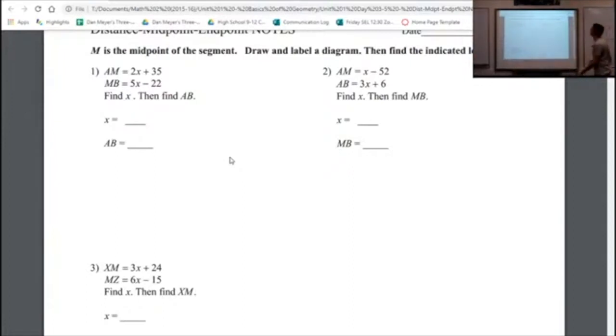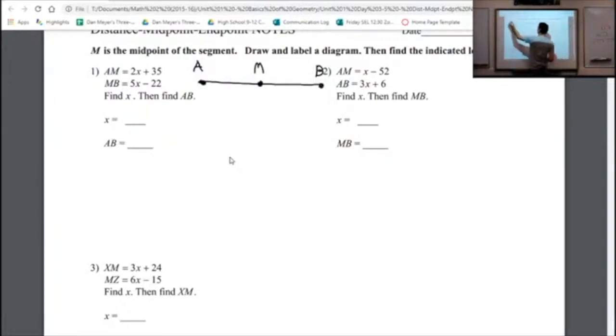M is the midpoint of the segment. Draw and label a diagram, and then find the length. So what we're going to do is we're going to draw our diagram. M is the midpoint. We have A and B on the ends. Here's A. Here's B. And we're still going to put M in between it, but now we're going to put M exactly in the middle. And then we can label the pieces that we have. A to M and M to B.